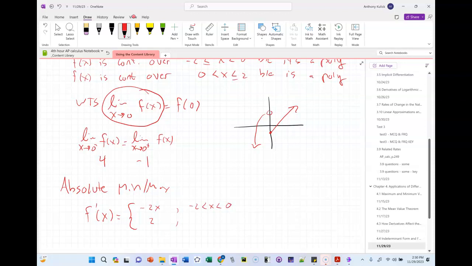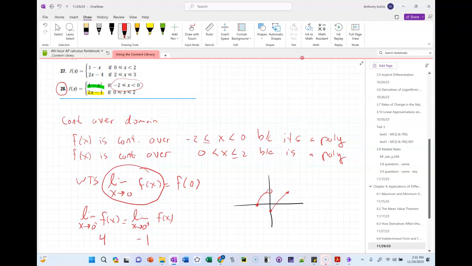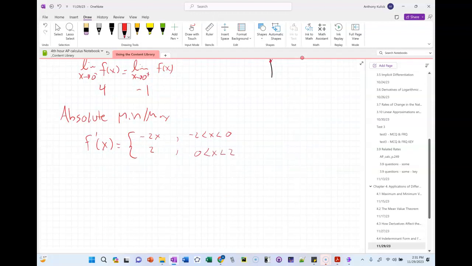Why is the -2 now open? Just because it looks like that, Mr. Kulik. Sorry. The -2 is open because there's no left-hand limit at that point, just as there's going to be no right-hand limit at that point. So those will, by definition, be open when we do the derivative. And then I know the 0 is open because we're not continuous at 0.